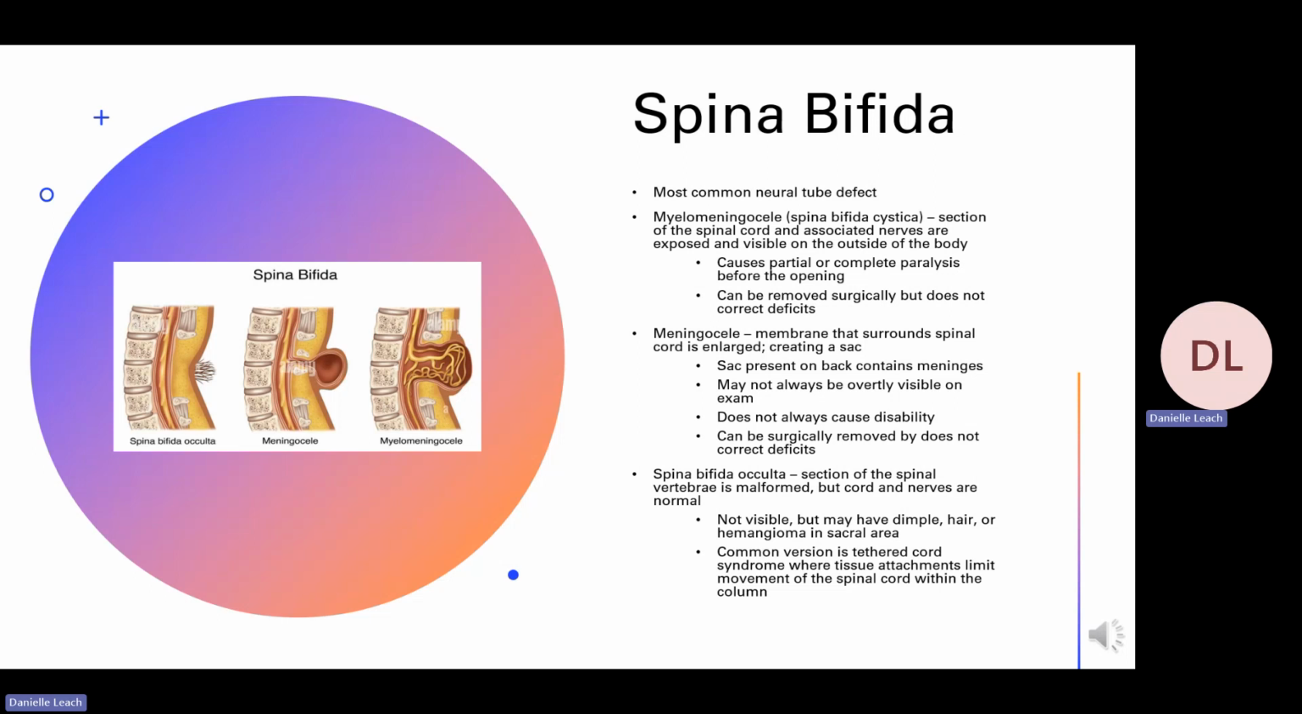Sometimes children with spina bifida occulta have very mild symptoms. They may appear clumsy, or they may have bowel or bladder control problems, but they're usually very mild. A lot of people go their entire lives not knowing that they have this.